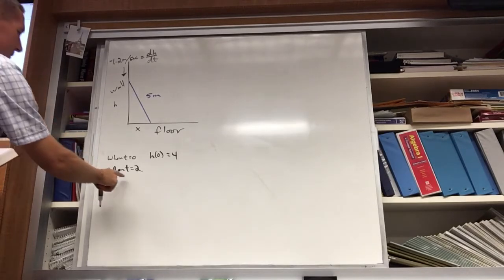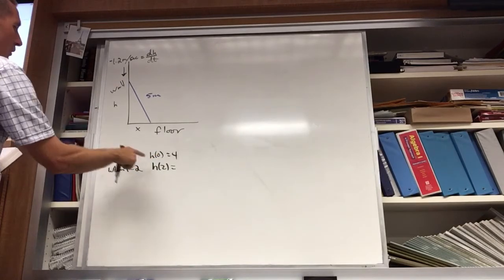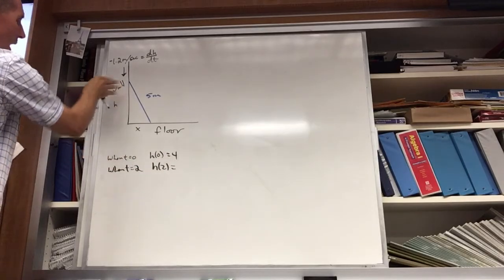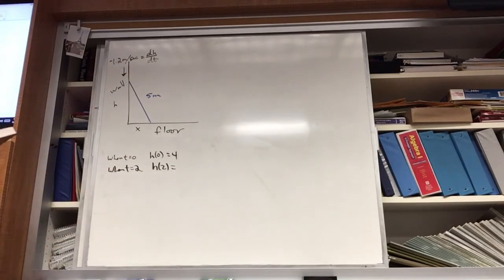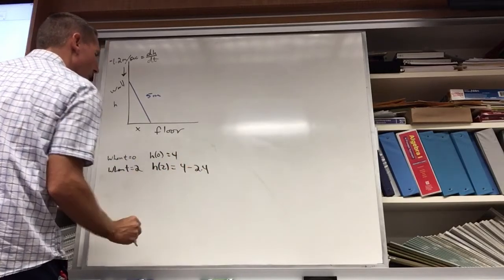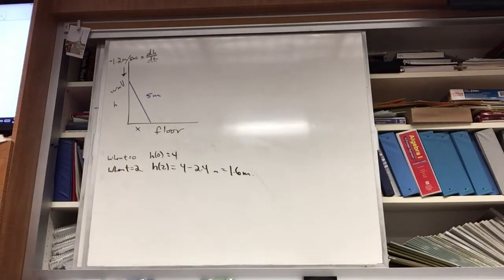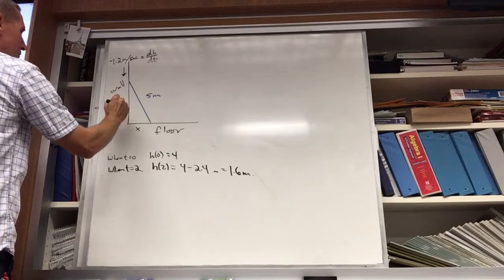So when t is equal to 2, h of 2 is equal to, well, I know that at 0 the height is 4, but because the ladder is sliding down the wall at 1.2 meters per second, after 2 seconds the top of the ladder travels down 2.4 meters, right? And so this is going to be 4 minus 2.4, which is 1.6 meters. So that's my h at this particular time.